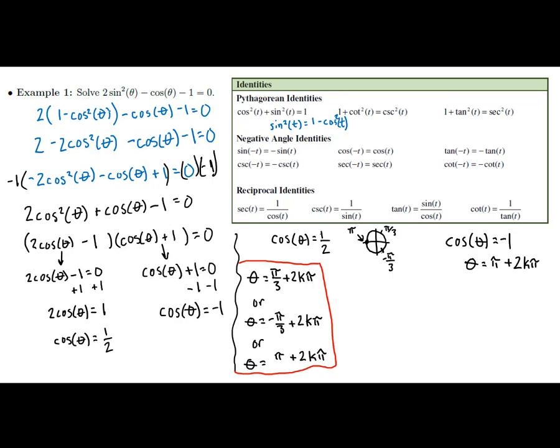Okay, but the key here is we treated it like a quadratic in form problem, but we realized in order to really apply that idea of having a problem that's quadratic in form, you got to have all the trig functions the same, and so we set to work in doing that using the Pythagorean identity.